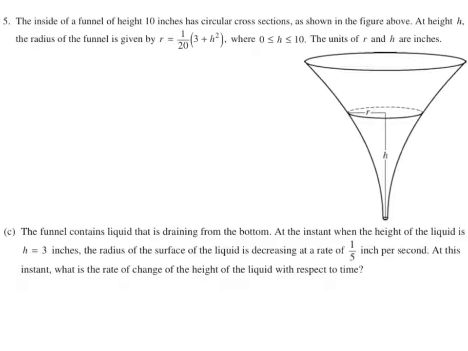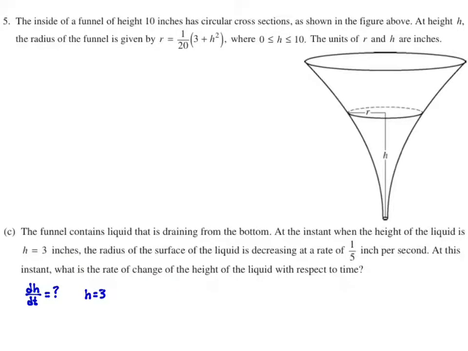So I notice here that it's asking for the rate of change of the height with respect to time. So what we're looking for here is dh/dt, or another way to say that is we're looking for h prime of t. That tells us that our variable that we're working with is t. We're taking our derivatives with respect to time, so keep that in mind.